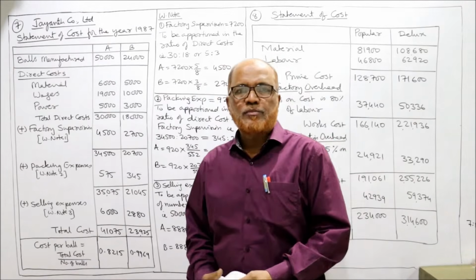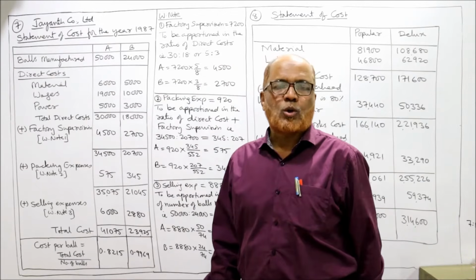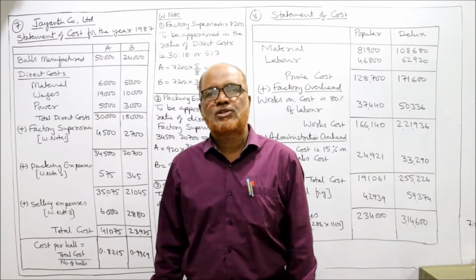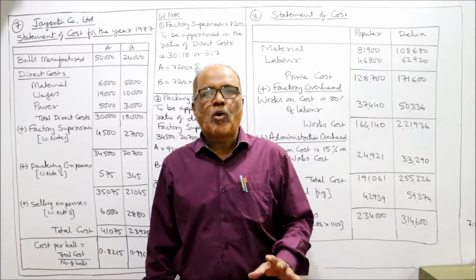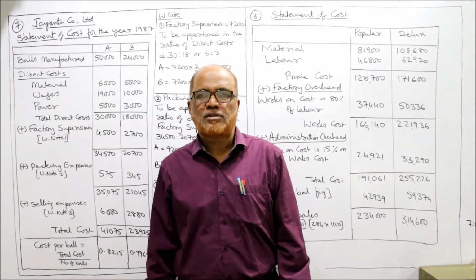Come on, we'll continue the problems on unit and output costing. So far we have completed 6 problems. Hope you got a good command on these problems.